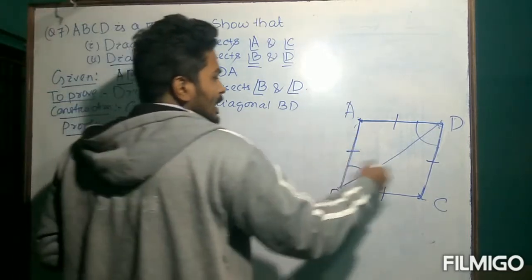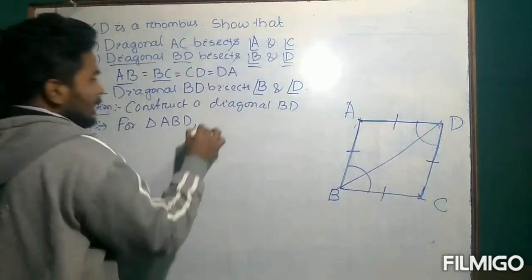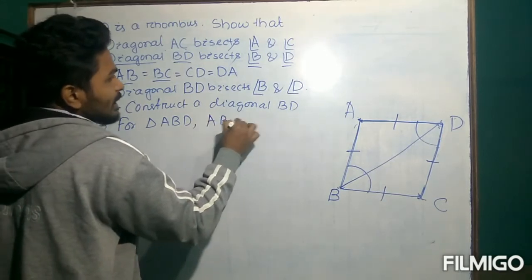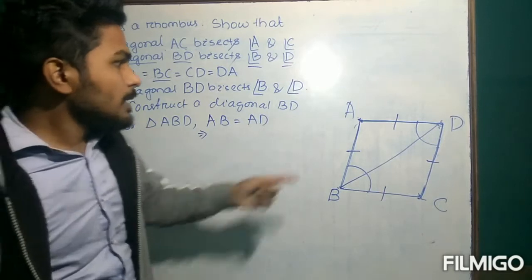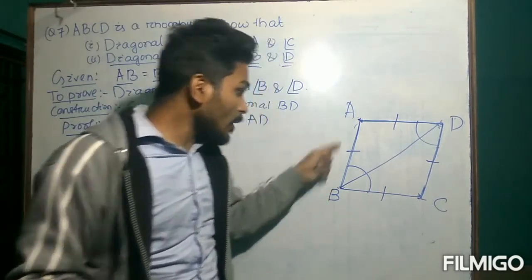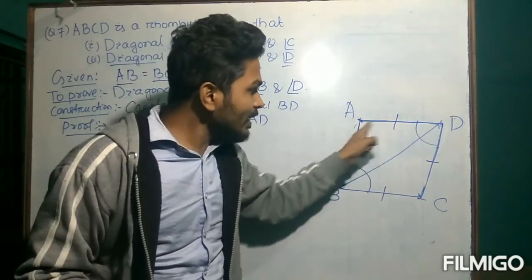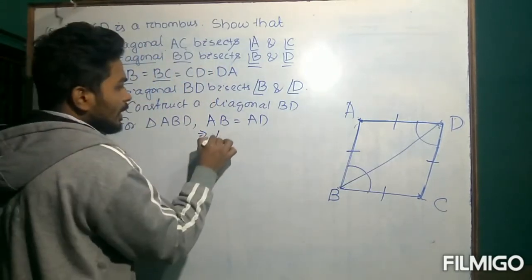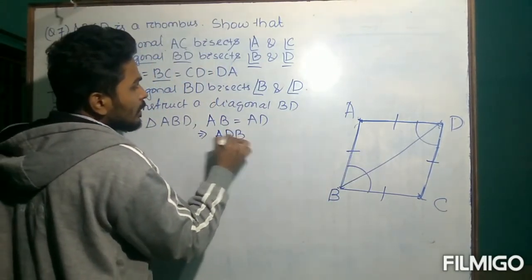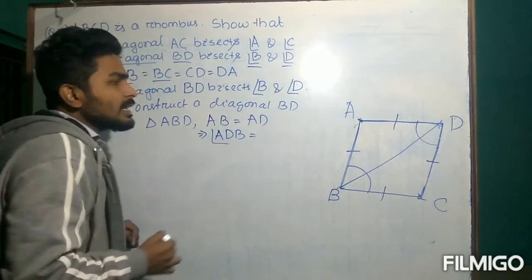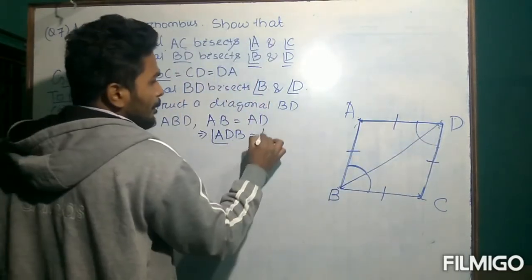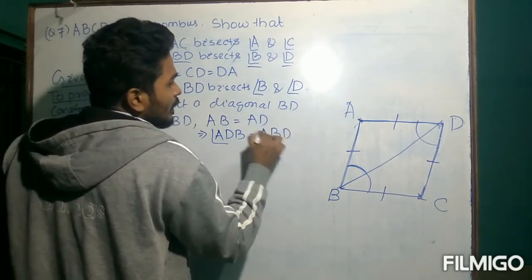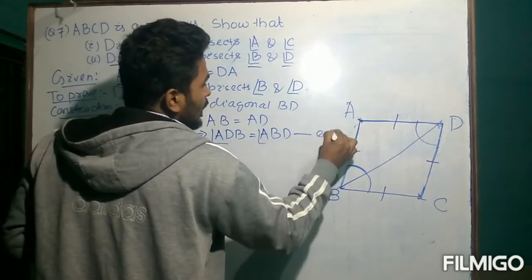Okay, so in triangle ABD it is given AB is equal to AD. If any two sides are equal, then we know their opposite angles must be equal. So the opposite angle of side AB is this angle ADB. So we can write angle ADB is equal to the opposite angle of side AD, this angle ABD. Let's say this is equation number 1.